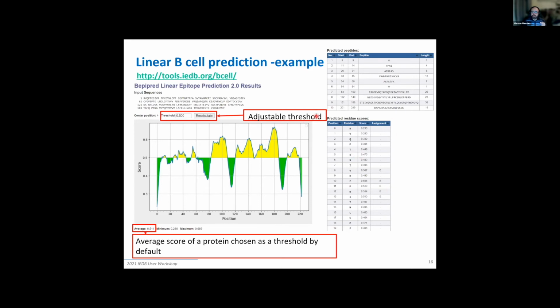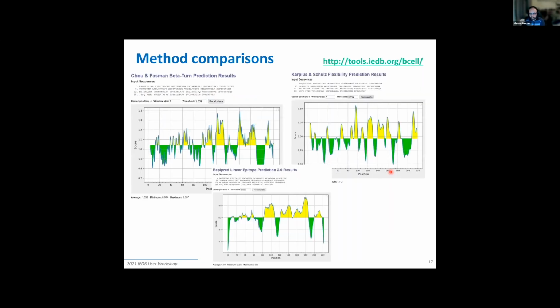And also we have here the predicted residue score. Here's the score for each amino acid from your protein. And you have this column over here. So if the score is higher than your threshold, that amino acid is predicted to be an epitope, and you're gonna have the letter E over here. So for each amino acid that has an E, it means that amino acid is predicted as an epitope, a positive epitope.